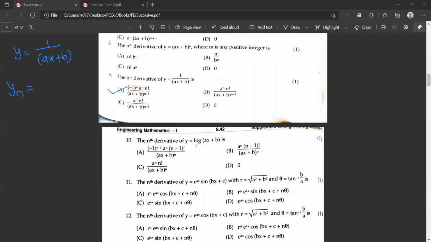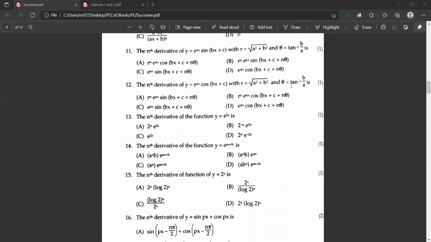Okay. Now the nth derivative of log of ax plus b. What is the nth derivative of log of ax plus b? So it is minus 1 raised to n... Option A: a raised to n into n minus 1 factorial divided by ax plus b raised to n. Yes, that is the answer. Yes or no? Yes, sir. So these are standard formulas.